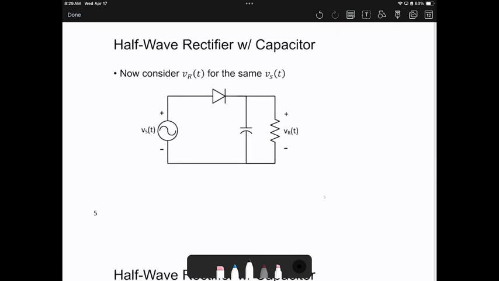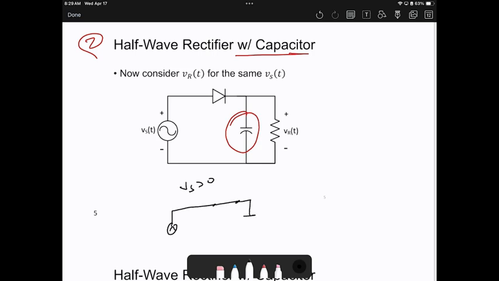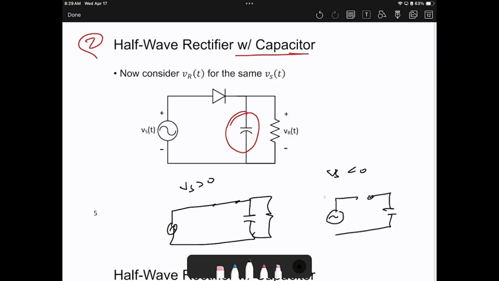We will add a capacitor in parallel. This, which is the second type, is called a half-wave rectifier with capacitor. What's the point of adding the capacitor? The capacitor will charge and discharge over a specific period of time, so this allows us to take some time. Whenever we have Vs larger than 0, this allows the capacitor to be charged. Then when Vs is less than 0, it will not go directly to 0. It will allow the capacitor to be discharged. Then it will go to 0.